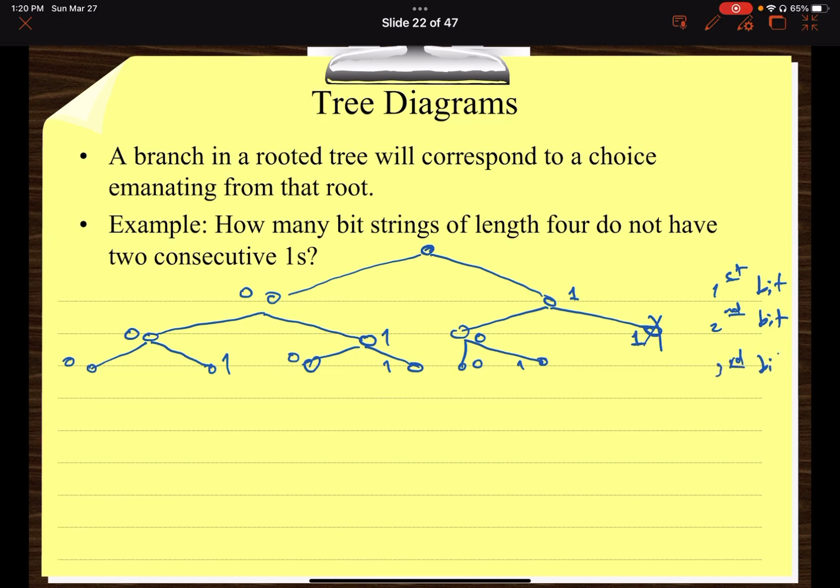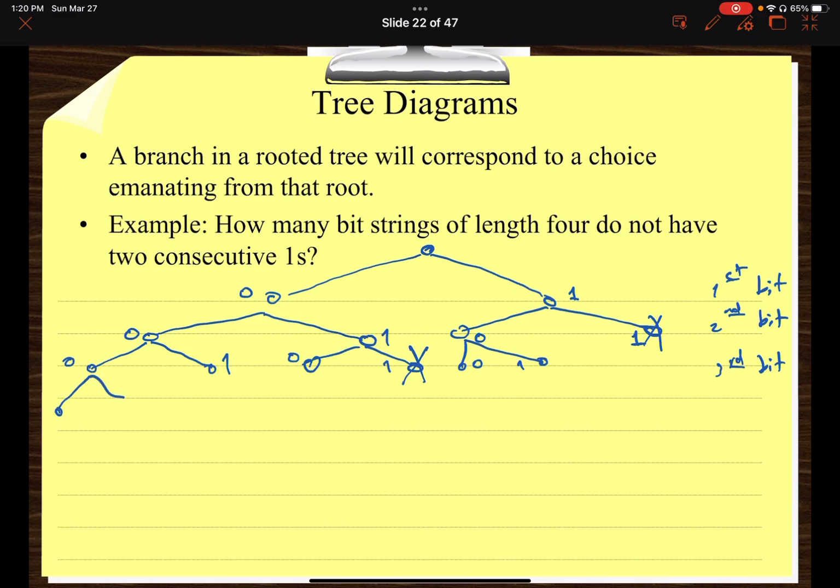Do we have 2 consecutive ones? Yes. Where are they? The one in the middle, right? When you have 0, 1, 1. So here I will not continue, I'm not going to continue here. Okay, then I need to go one more level, right?